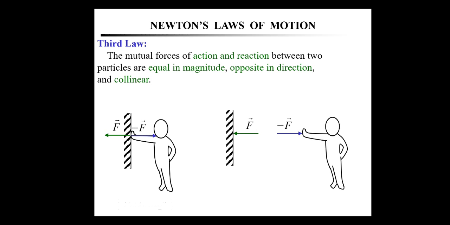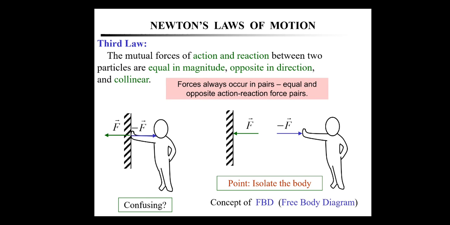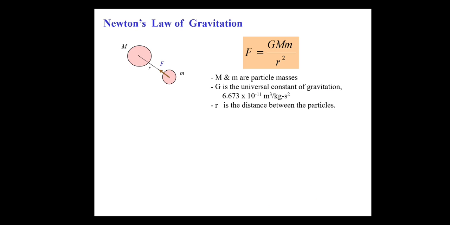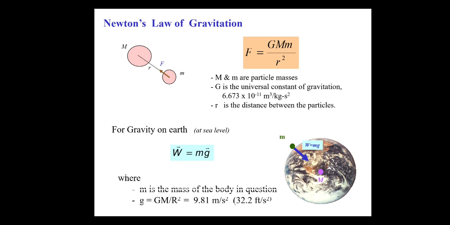The reaction is equal and opposite. Isolate the body: concept of free body diagram. Forces always occur in pairs, equal and opposite action-reaction force pairs. Newton's law of gravitation: F is equal to G m1 m2 over r squared, where G represents the universal constant of gravitation and r is the distance between the particles. For gravity on Earth at sea level, W is equal to mg, where m is the mass of the body and g is equal to 9.81 meters per second squared.